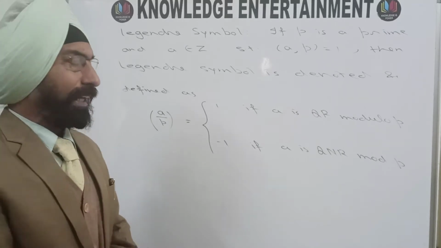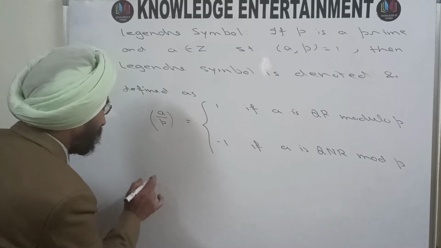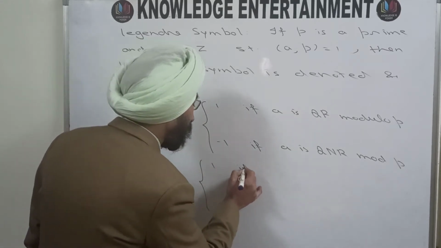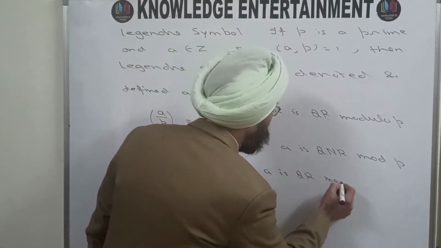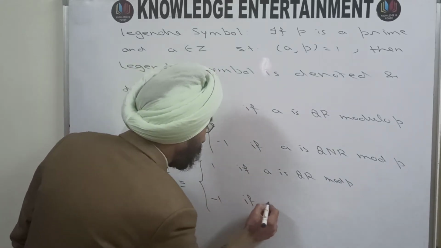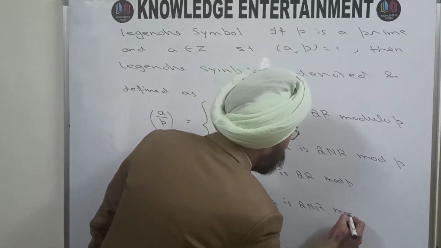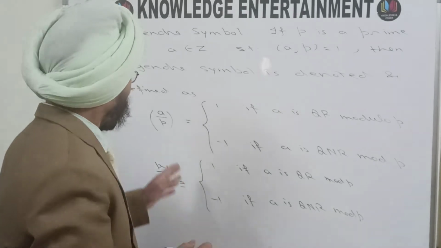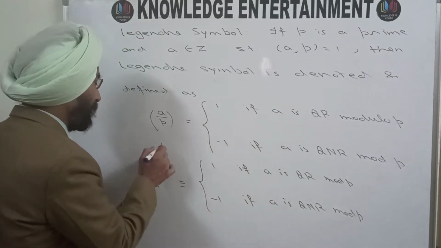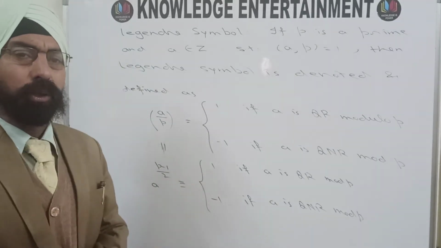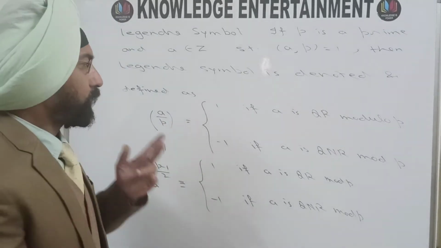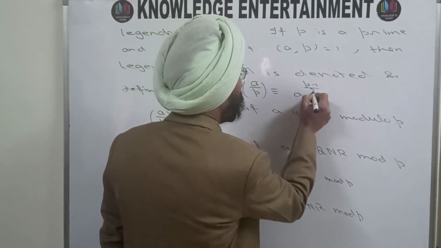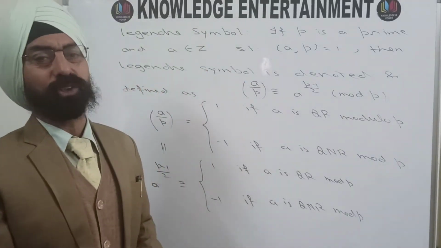One thing that we know very well, that A raised to the power P minus 1 by 2 is congruent to 1 if A is a quadratic residue modulo P, and is congruent to -1 if A is a quadratic non-residue modulo P. So comparing these two, it can be visualized very easily that they are the same. Legendre symbol A upon P is congruent to A raised to the power P minus 1 by 2 modulo P. It is a straightforward result and is known as Euler's criterion.